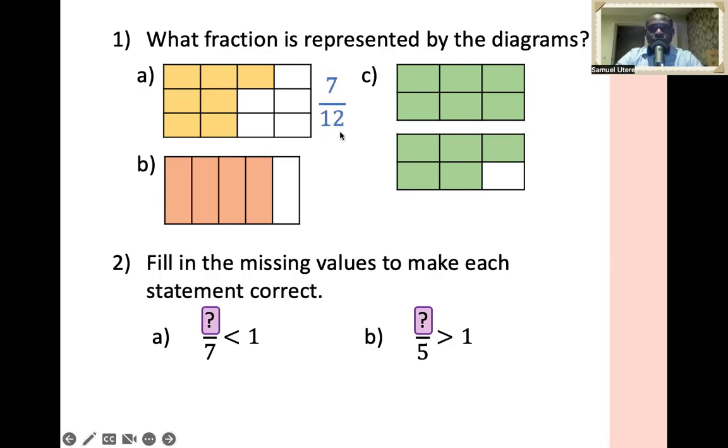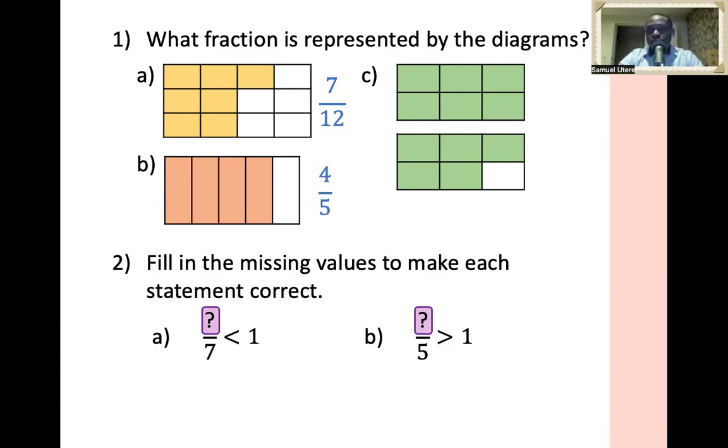So for the first one, the answer is 7/12. We can see that we have 12 boxes, but 7 boxes are shaded. So the fraction represented by this diagram is 7/12. For B, we can see that we have 5 boxes, but 4 of them are shaded. So this represents 4/5. But this is quite interesting, and it helps us start to think about what we're going to be learning in this lesson.